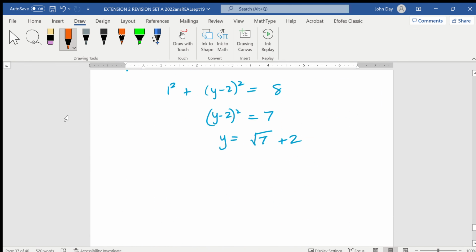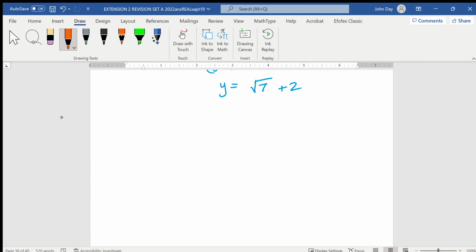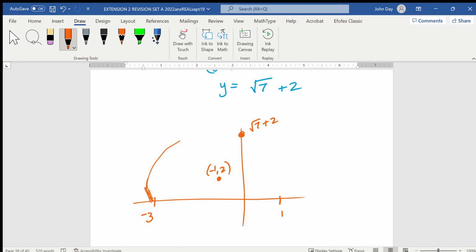So now I can sketch that because I know it goes through the y-axis up here at root 7 plus 2. I know it's out here at minus 3. I know it's here at 1. And I know I go up to minus 1 and 2 for the center. And it kind of goes out, because it's like a major segment of a circle.